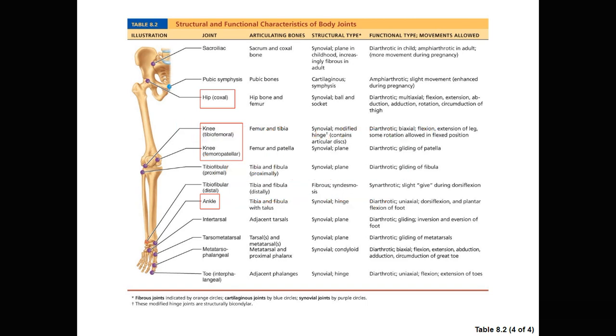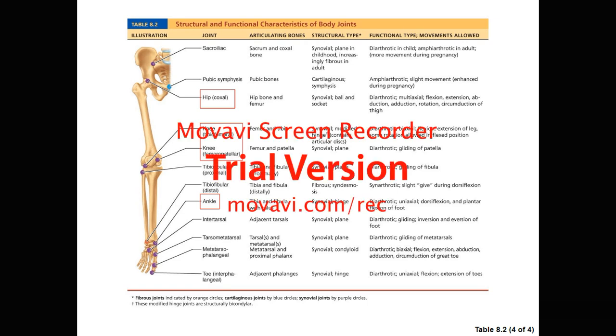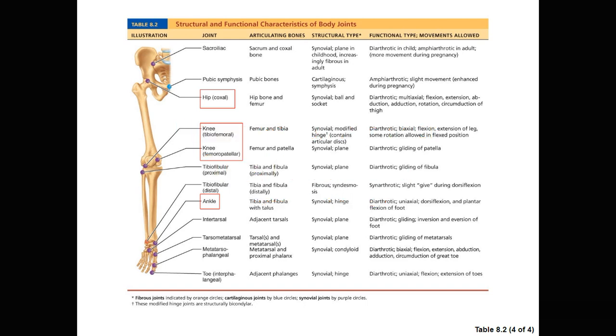Just for time constraint, we can't talk about every joint, but we went over examples of each one, and these just fall into those same categories of what we've already talked about. Okay, but again, it's in red, so you need to know the name of the joint, articulating bones, structural type, functional type, and movements allowed.